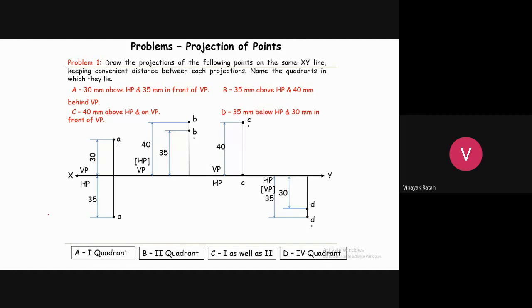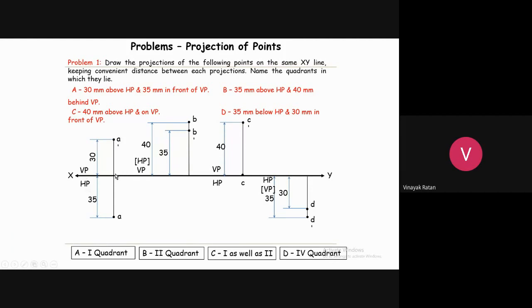Now we'll move on to a problem to draw the side view of a point, using only first angle projections. Then VP and HP. Depending on the quadrant in which they lie, you have to write vertical plane and horizontal plane.